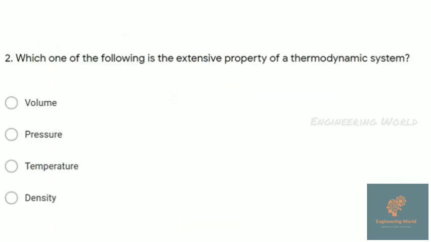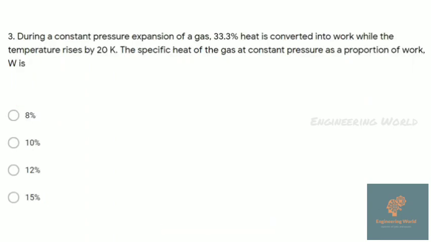Then, which one of the following is an extensive property of a thermodynamic system? An extensive property means one which depends on the mass of the system. Here volume depends on the mass and the others are independent of mass. So the correct answer is volume.